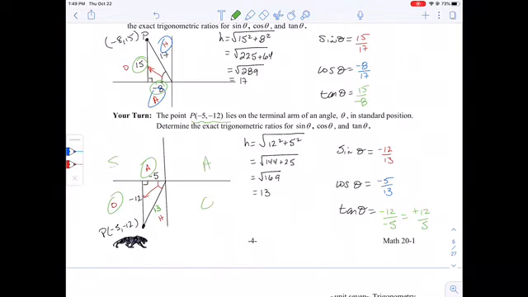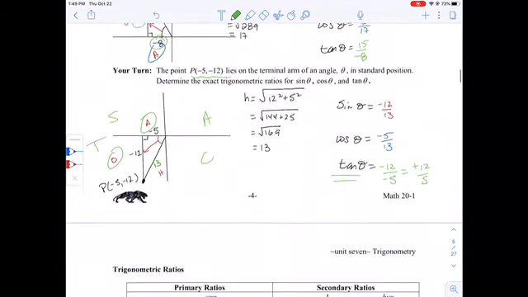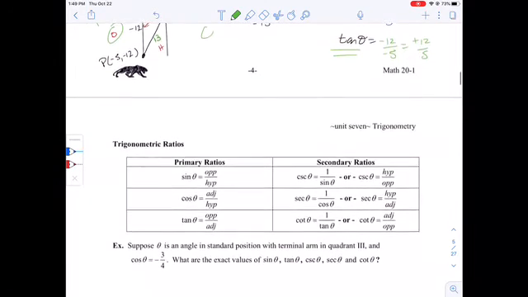And we know the CAST rule, so with that rule, the tangent ratio should be the only one that is positive in the third quadrant, which indeed it is. The other two are negative. Just as a little check there, the CAST rule helps us out.